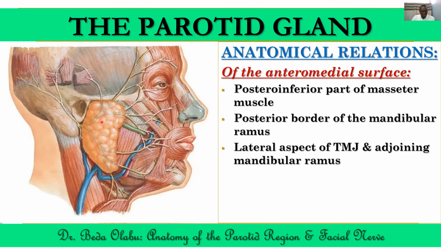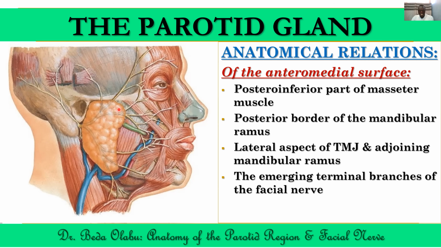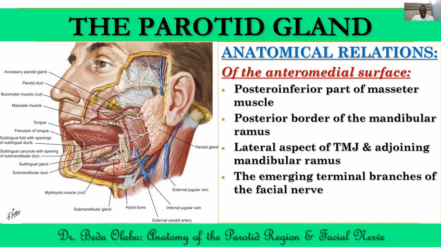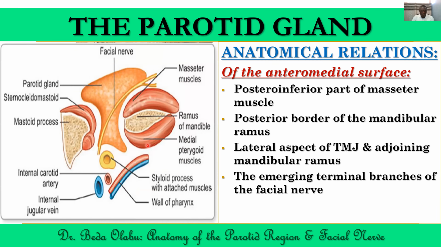So this one shows you the parotid gland. This one shows you the masseter there. And we'll expect the temporomandibular joint to be somewhere there with the lateral aspect of the mandibular ramus there. We also have the emerging terminal branches of the facial nerve. So this branch of facial nerve arises slightly medial to the anterior margin, which means therefore that they emerge through the anteromedial surface of the gland. This other image also shows us those branches of facial nerve, but we'll talk more about them when we look at the facial nerve anatomy itself.